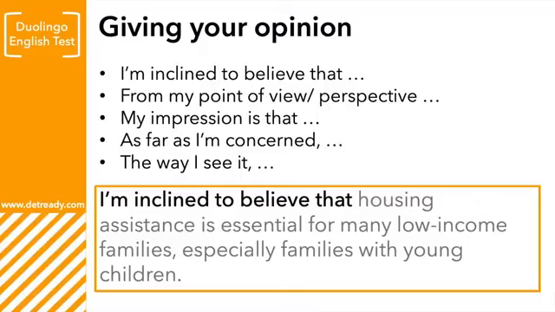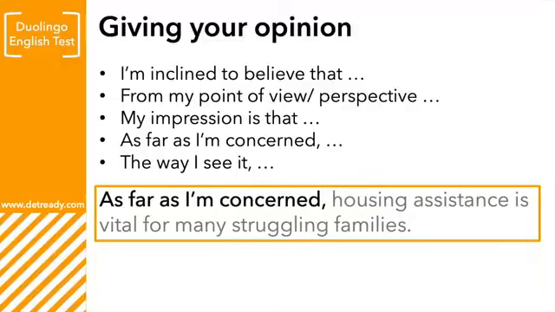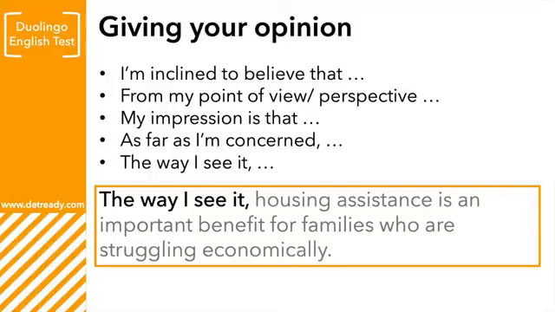Now I'll show you a few quick examples on how you can use these phrases in your answers. So here's a full example. I'm inclined to believe that housing assistance is essential for many low-income families, especially families with young children. Another example, as far as I'm concerned, housing assistance is vital for many struggling families. And a third example, the way I see it, housing assistance is an important benefit for families who are struggling economically.